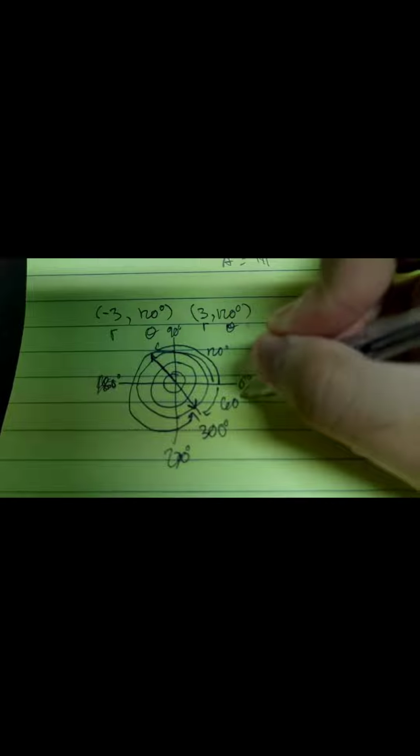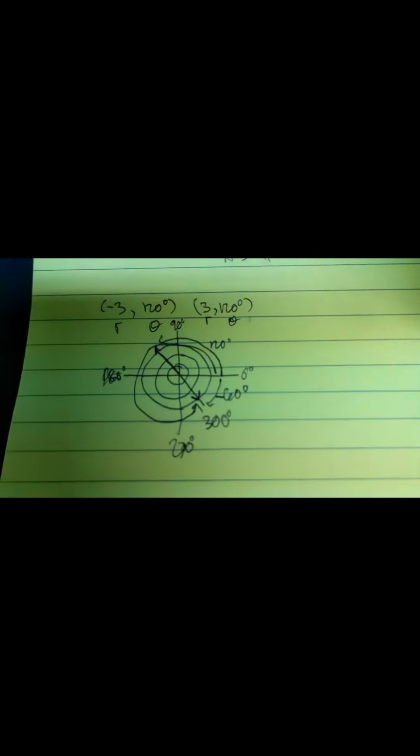So positive going upwards and negative going downwards. The negative of positive 3 is just the opposite side. So why the 300? We just add 180 to 120, so we have our 300 degrees. So basically this area left is only 60 degrees, negative 60 degrees.